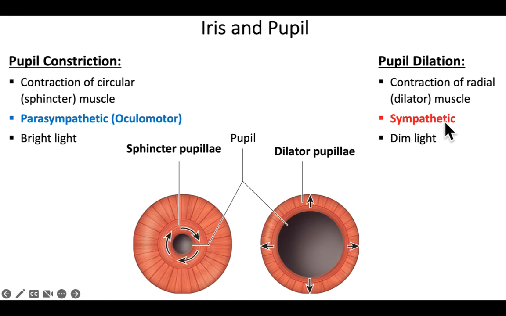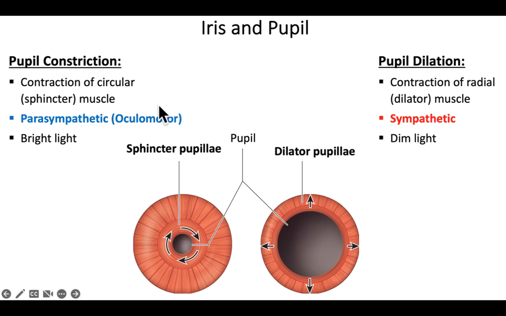We use sympathetic neurons to dilate it. So the sympathetic neurons control what's known as the radial muscle or the dilator muscle. So that muscle is out here. So notice here it's relaxed. All right. And then if you contract that radial muscle that kind of radiates out from the circular muscle, it'll open up that pupil. All right. So the pupil constricts: parasympathetic, bright light, oculomotor. It dilates: sympathetic, in low levels of light. So now we can let more light into the eyeball.